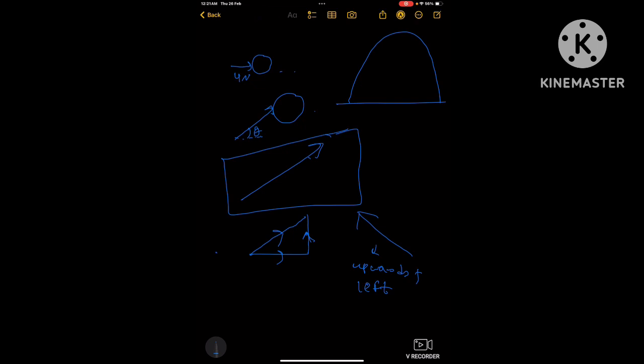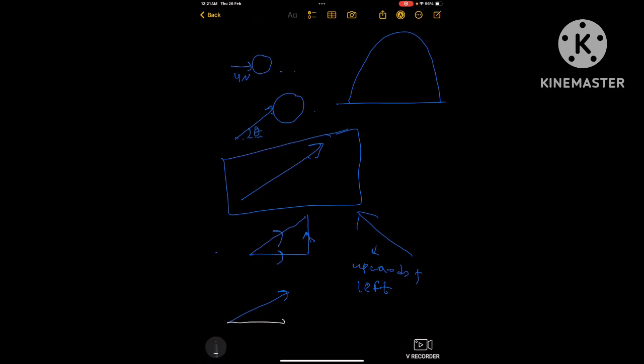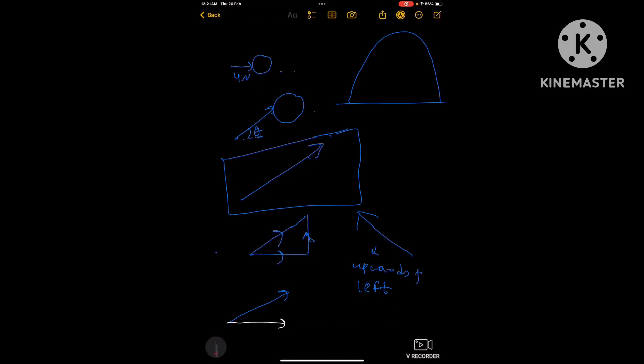Suppose you have hit a ball at this angle, then you can break this vector into two components. One is the horizontal component and another is the vertical component. This is a quick way of understanding how balls or particles, or a box or any object, are moving at an angle. So I hope you have understood the basics of this.